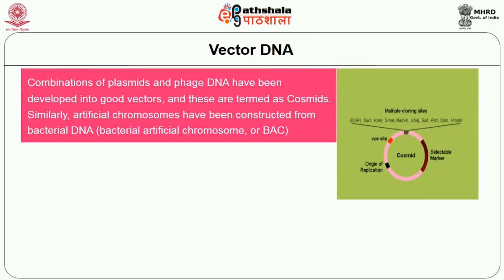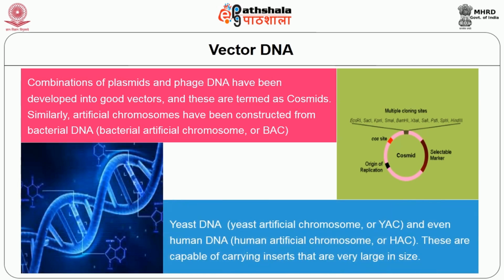Combinations of plasmids and phage DNA have been developed into good vectors, and these are termed as cosmids. Similarly, as we mentioned earlier, artificial chromosomes have been constructed from bacterial DNA to form bacterial artificial chromosome or BAC, yeast DNA for yeast artificial chromosome or YAC, and even human DNA for human artificial chromosome or HAC. These vectors are capable of carrying inserts that are very large in size.